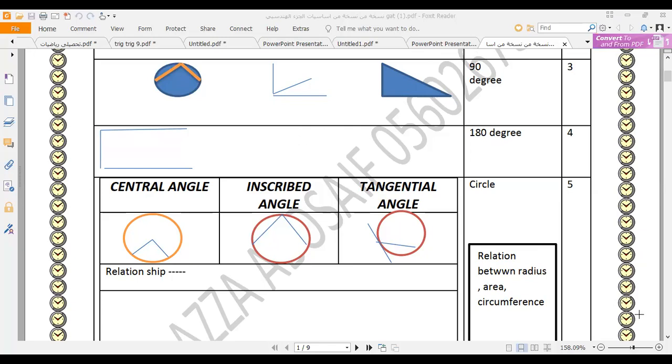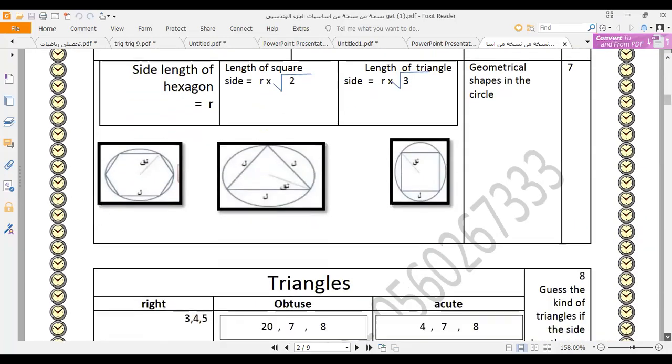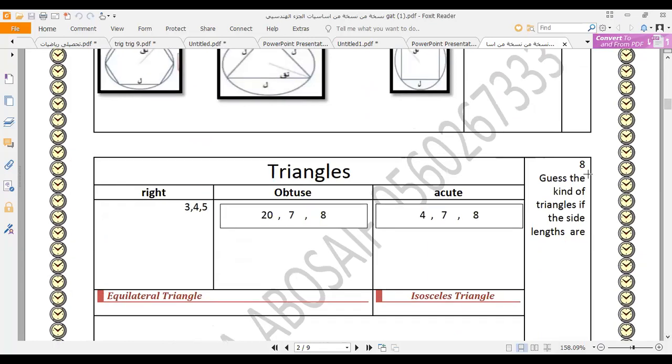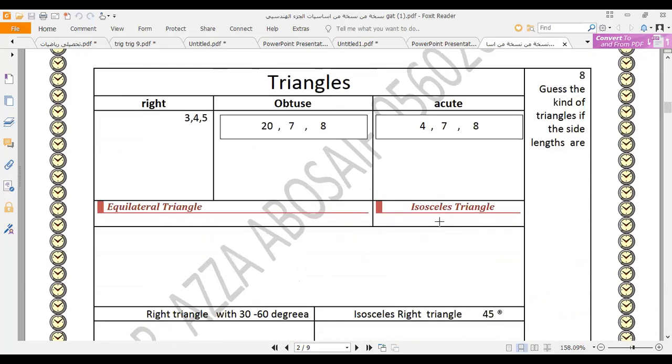Today, inshallah, we will complete the geometry basics. If you remember, we stopped last time at these rules. Today, inshallah, we'll go through triangles. What are triangles? What are the types of triangles?